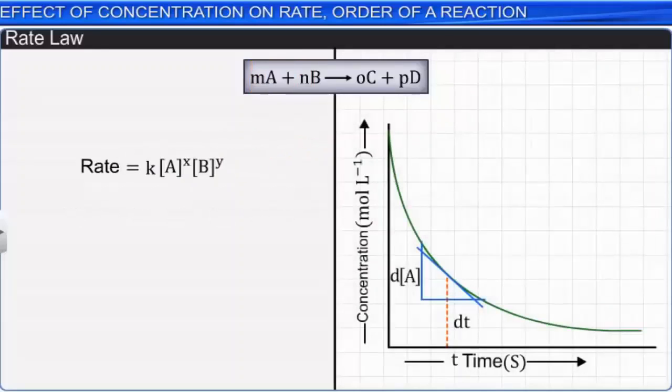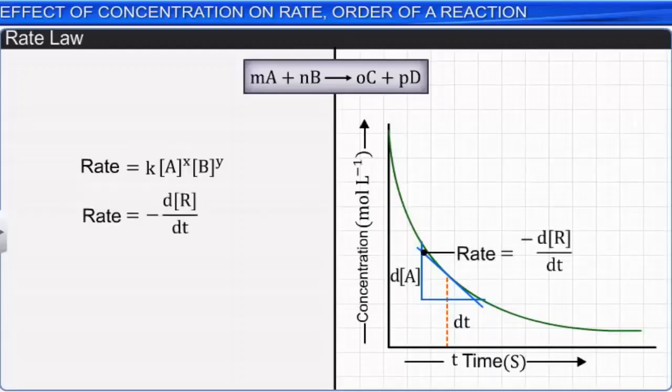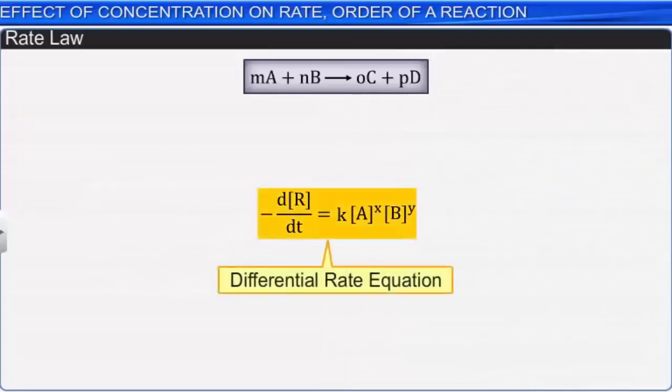You know that the rate of a reaction with respect to the reactants is equal to minus dR by dt. Therefore, the equation can be written as minus dR by dt is equal to K multiplied by the concentration of A raised to the power x multiplied by the concentration of B raised to the power y. This is known as a differential rate equation.